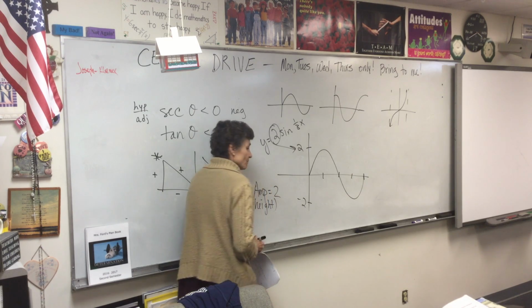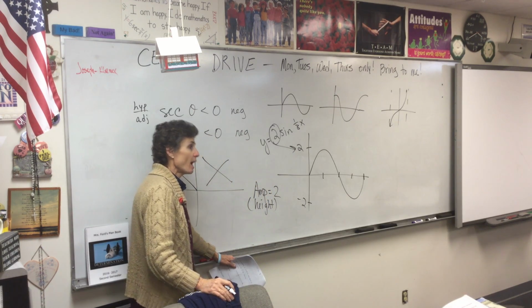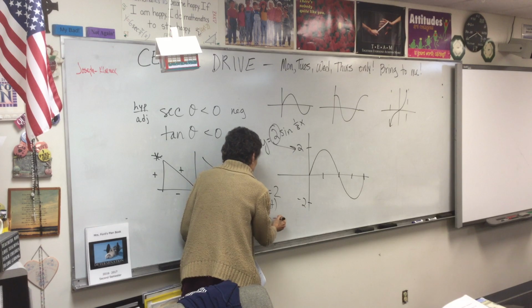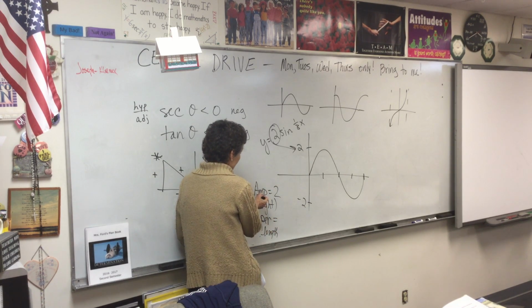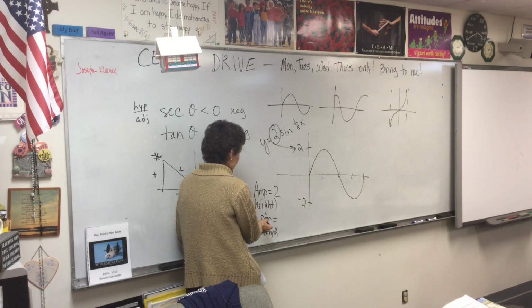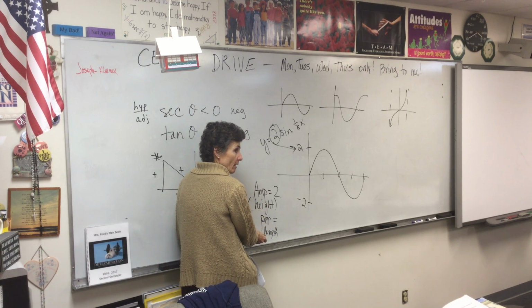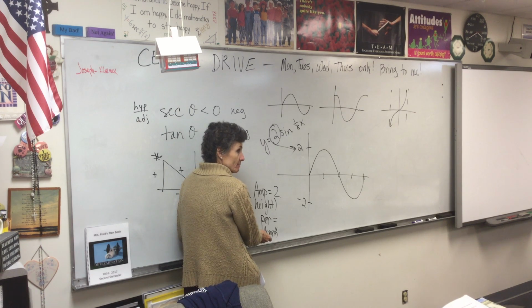Please don't get these confused. Amplitude is height. Period is length. They're alphabetical. A comes before P, and H comes before L. Okay? That was mine. All right?